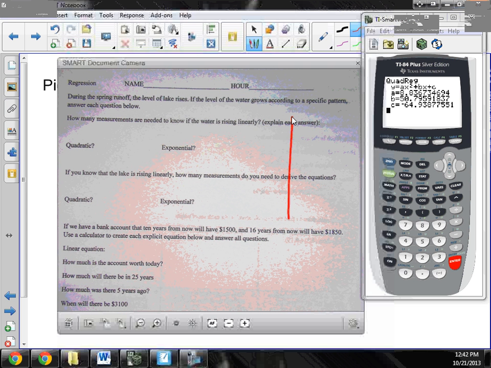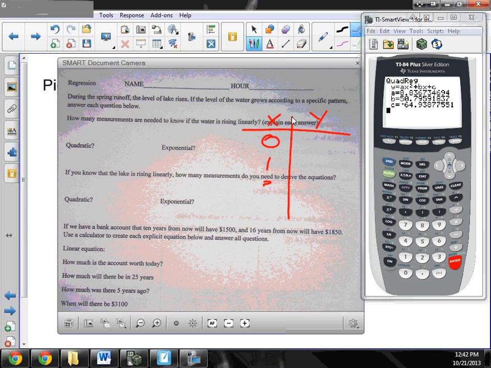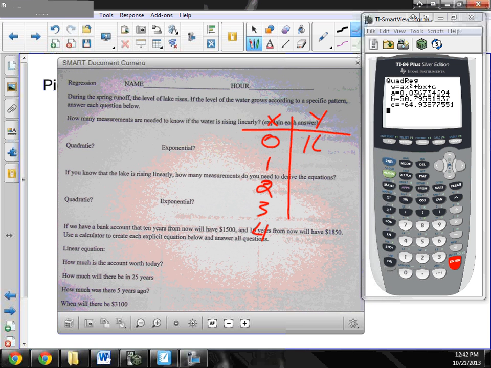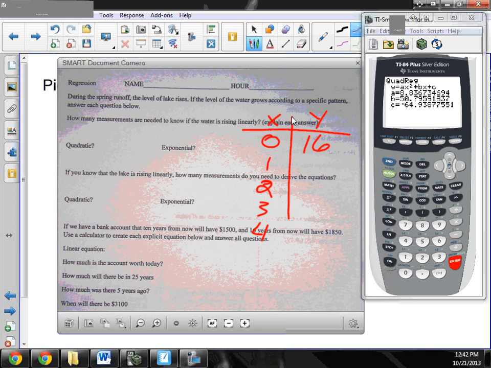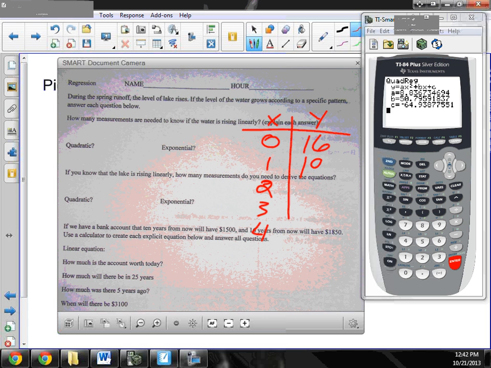If I had a chart of x's and y's, and I had, like, I don't know, the first 4 days. So I measure the level of the lake, and let's say it's 16 feet. Is that growing linearly? Oh, it hasn't grown at all yet, right? So we look at it the next day, 19 feet. How is the lake growing?